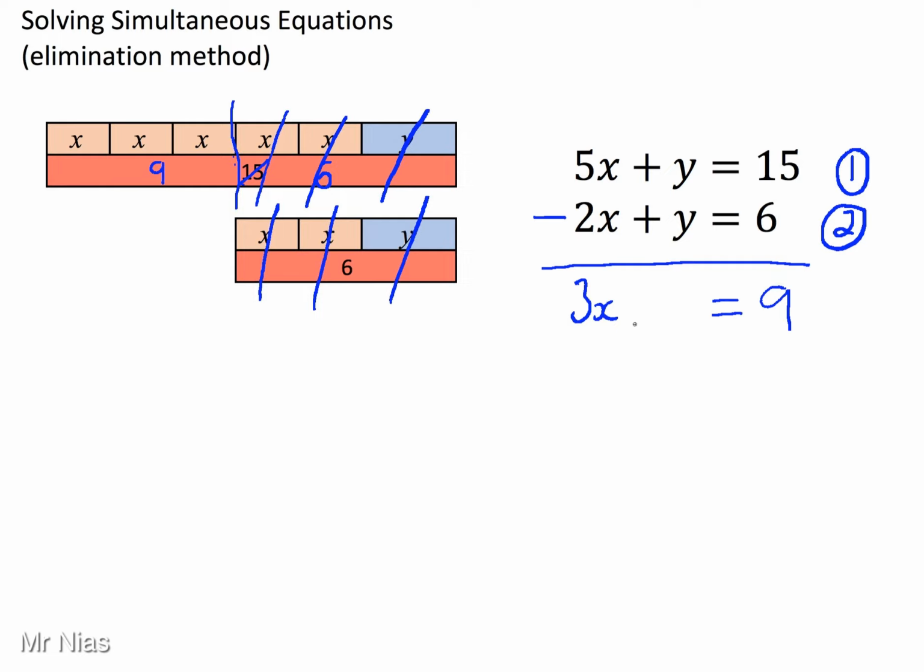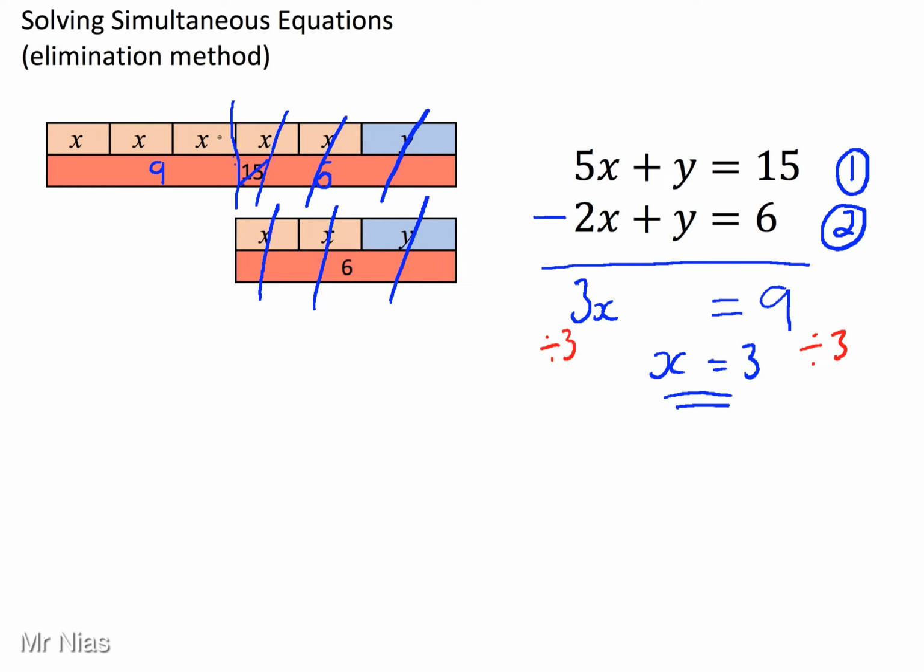Now back to our picture. Let's look over here. Does this agree? Yes, it does agree. Look, we've got 3 x's and it's worth 9. Well, we can see on here that we need to share the 9 between the x's. The x's are all worth the same amount. So we need to share the 9 between the x's. So we're dividing by 3.